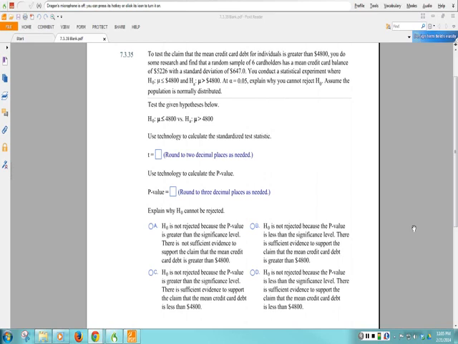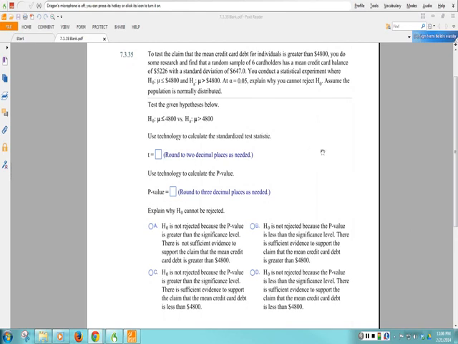You conduct a statistical experiment where the null hypothesis, H naught, reads the mean is less than or equal to $4,800, and the alternative hypothesis, H sub A, is stated as the mean is greater than $4,800. At a significance level of alpha equals 0.05, explain why you cannot reject H naught. Assume the population is normally distributed. In other words, we're going to test a given hypothesis below.